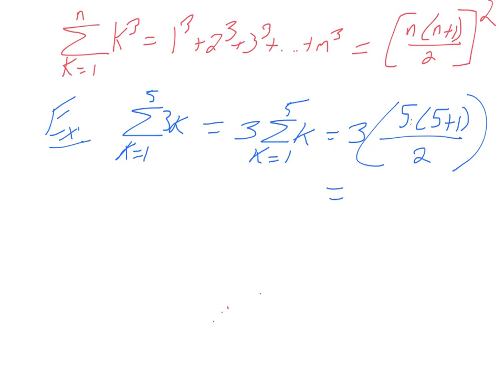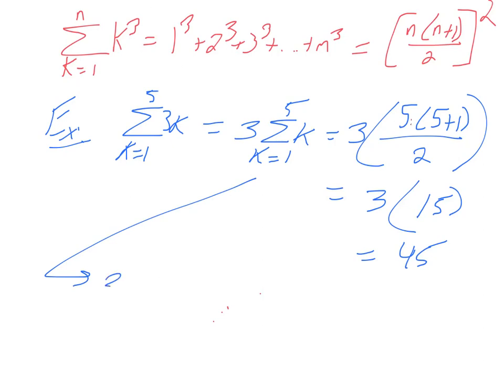And we'll end up with 3 times 5 times 6 is 30, divided by 2 is 15, and 3 times 15 is 45, right? And we can see that it works, right? Because if we did this out by hand instead of using the formula, it would be what?